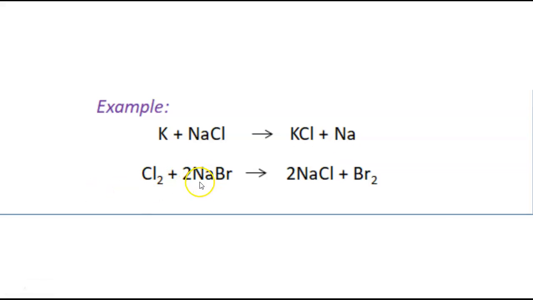All right, same thing down here. Na and Br are bonded together. Cl is the single, but then when it goes through a single replacement, NaCl is now the bonded compound, and Br is all by itself.